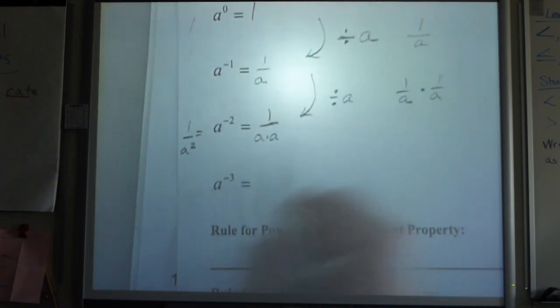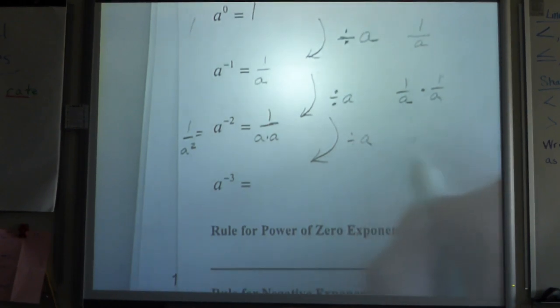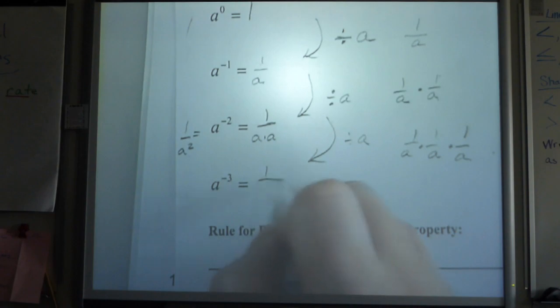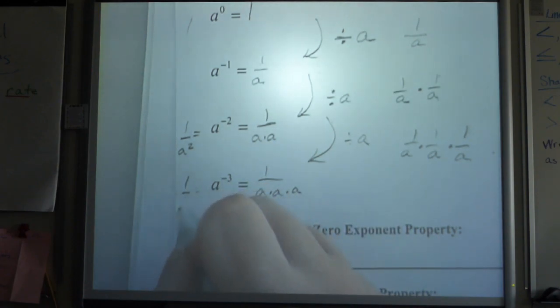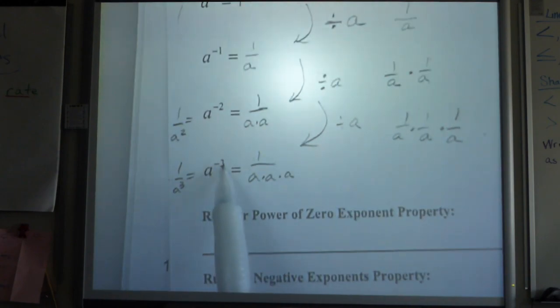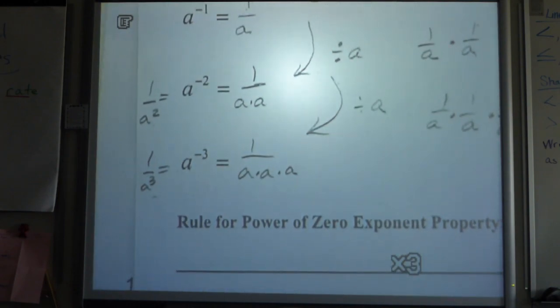A to the negative third power, I take this and I divide it by a, okay, which is, how do I divide by a? Multiply by the reciprocal, 1 over a, so I end up with 1 over a times a, which is the same thing as 1 over a to the third. So please understand that a to the negative third power is equal to 1 over a to the positive third power. And that's important to know because in algebra, we always like everything simplified.